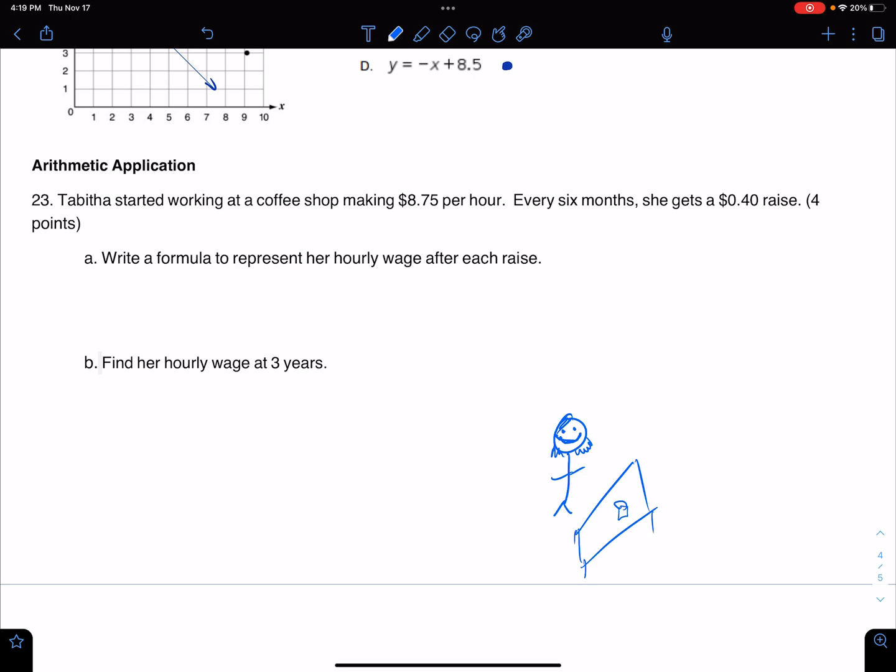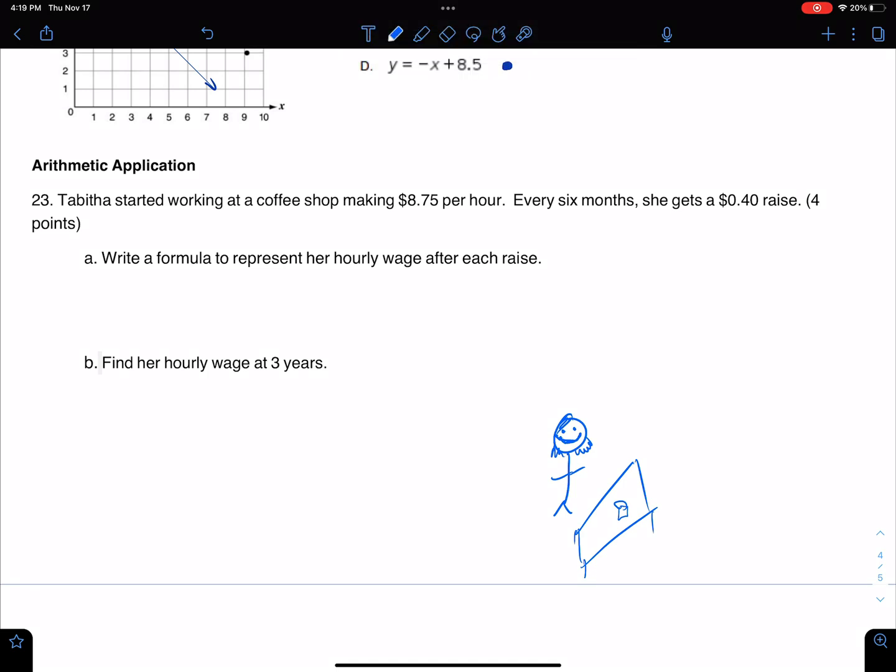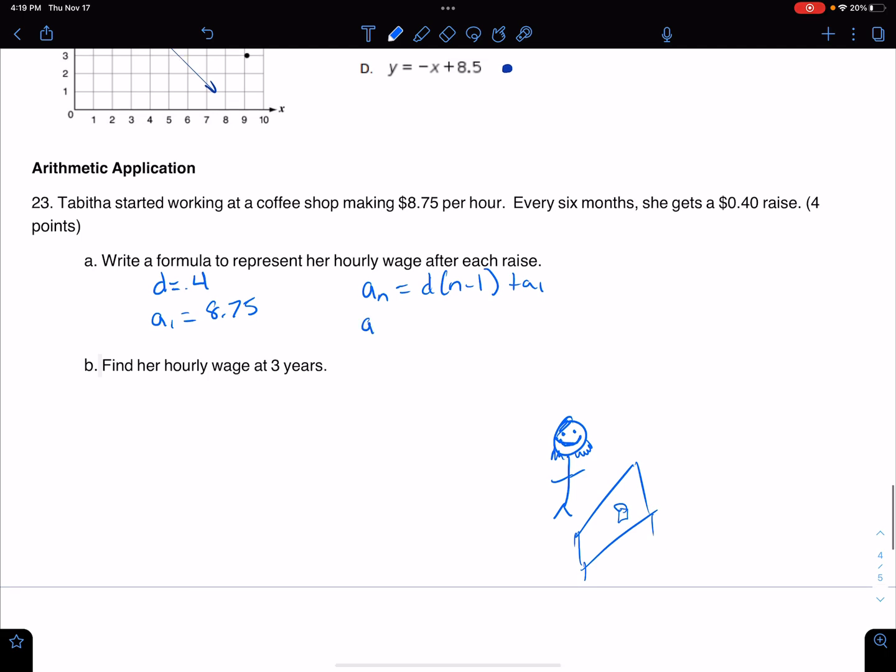Okay, so it says, write a formula to represent her hourly wage after each raise. So the difference is 0.4. The starting number, the hourly rate that she makes at first, is $8.75. So we say the formula, A sub n equals D times n minus 1 plus A sub 1. And then I just fill it in. A sub n equals 0.4 times n minus 1 plus 8.75.